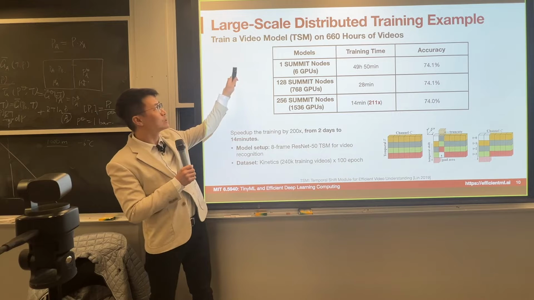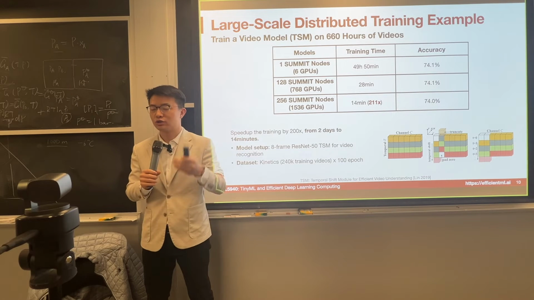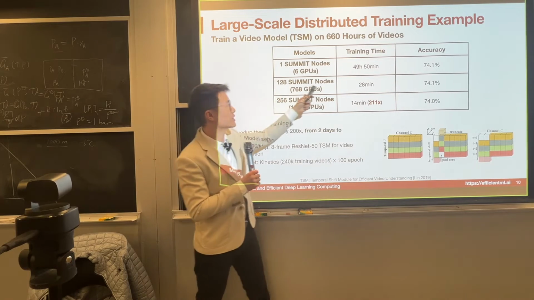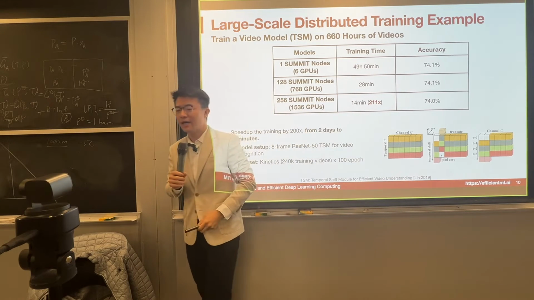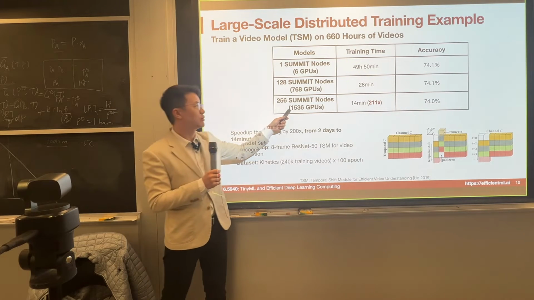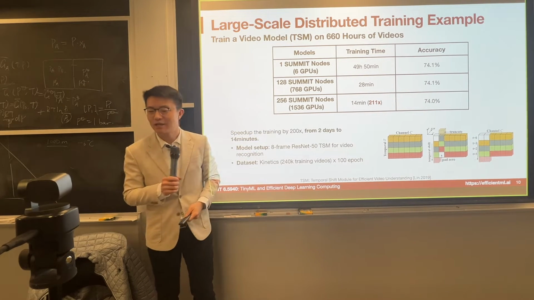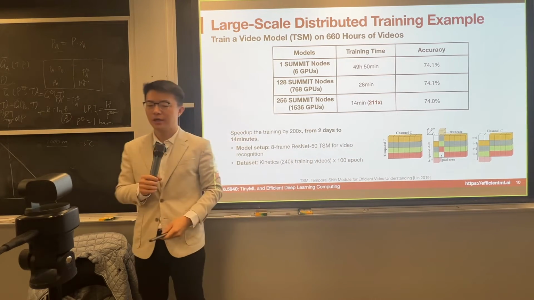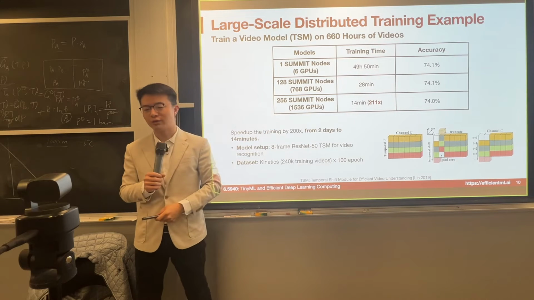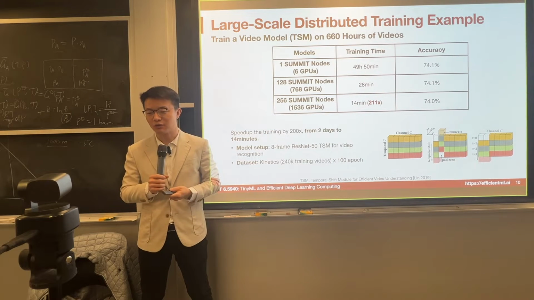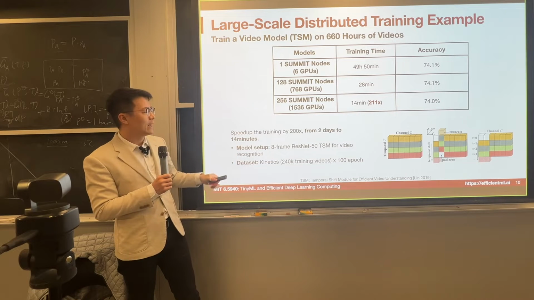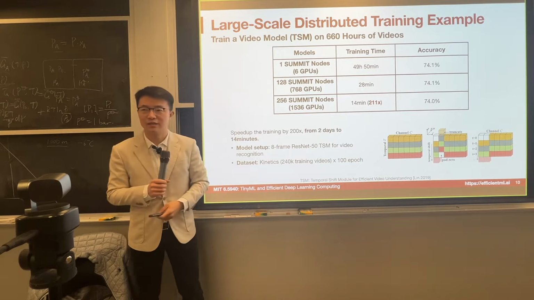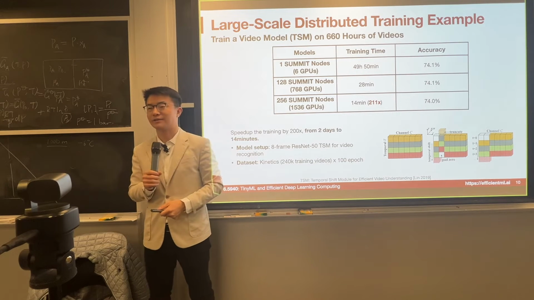So we are training this video model called the temporal shift module, which we introduced last week, on one node with 6 GPUs takes almost 2 days, 49 hours. We scaled up to 1,536 GPUs, and it takes just 14 minutes, 200 times faster. We can reduce the training time from 2 days to 14 minutes, and that's something really doable over a cup of coffee. Training this 8-frame ResNet-50 temporal shift module to understand the videos using the Kinetics dataset.